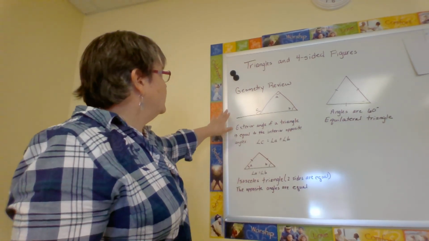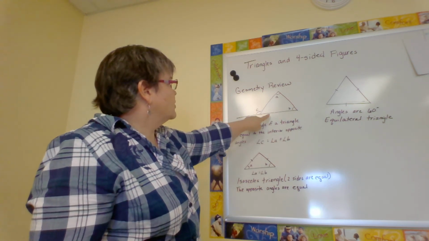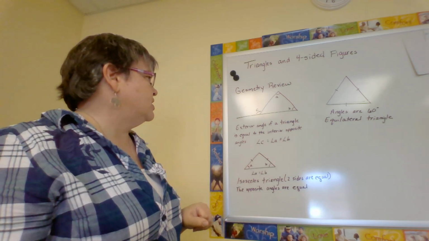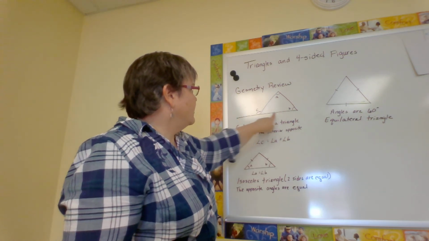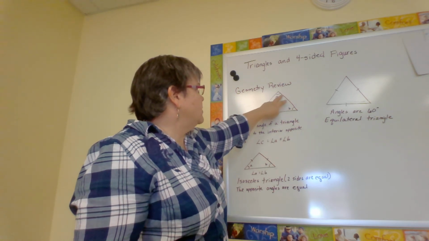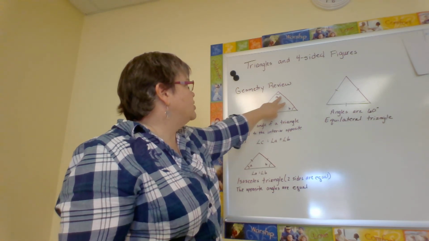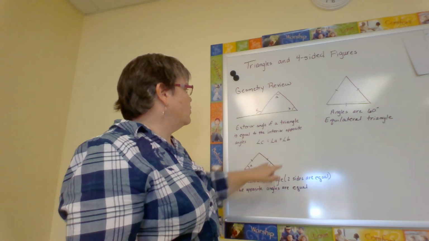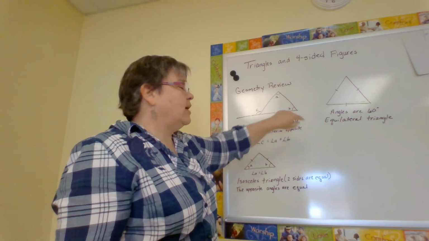All right, let's continue. Here I have a triangle with a straight line coming off of it. An exterior angle of a triangle is equal to the sum of the interior opposite angles. That means that this angle that's created from coming off of the triangle will equal the sum of these two interior opposite angles, not the angle here next to it. So angle C is equal to angle A plus angle B.